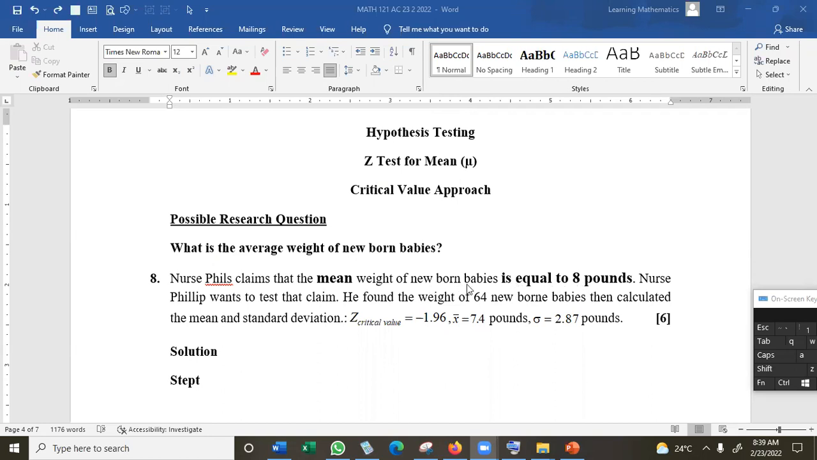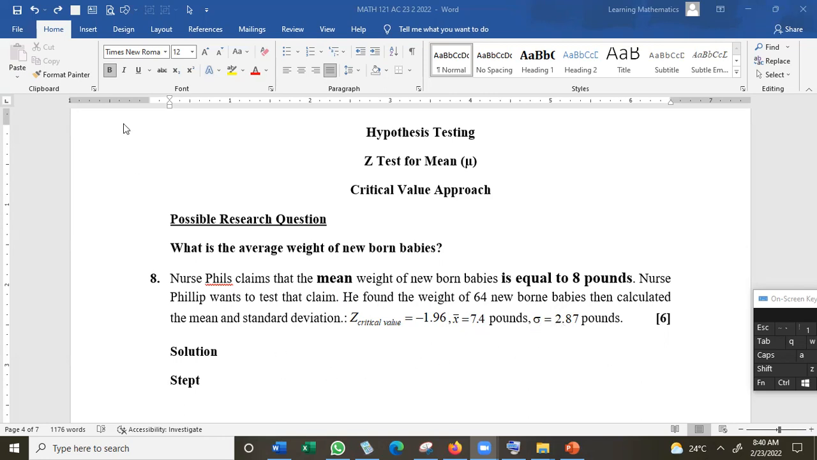So this hypothesis has to be tested. Nussfield wants to test that claim. He found the weight of 64 newborn babies, then calculated the mean and standard deviation. So here are the values. This is the critical value. Remember, this is the critical value approach, so the critical value has to be provided. And you have the sample mean from the 64 babies, which is 7.4, and the standard deviation, 2.87.